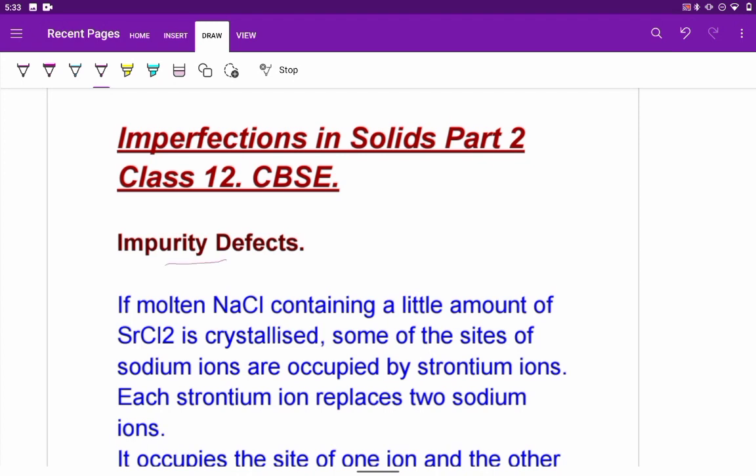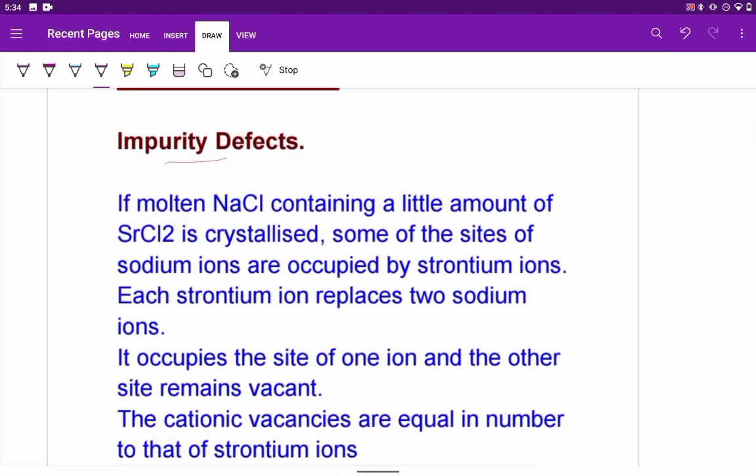For example, see if we have molten NaCl. In that we have a little amount of SrCl2, strontium chloride. So if molten NaCl having a little amount of strontium chloride is crystallized, we find that some of the sites of sodium ions are occupied by strontium ions. Okay. So how do we represent sodium ions? Sodium ions are Na+. So you see there is a unit positive charge, a single positive charge. Whereas strontium ions are Sr2+.